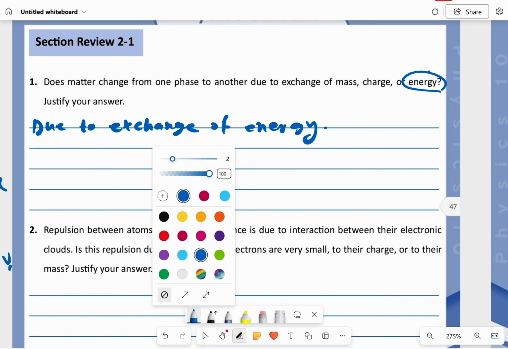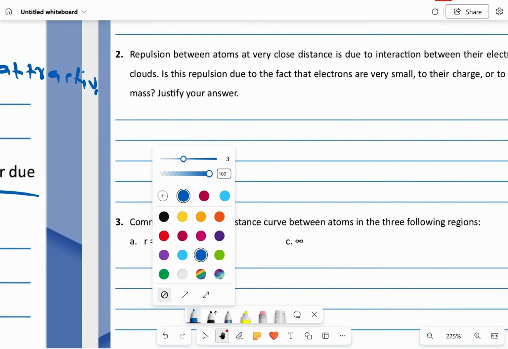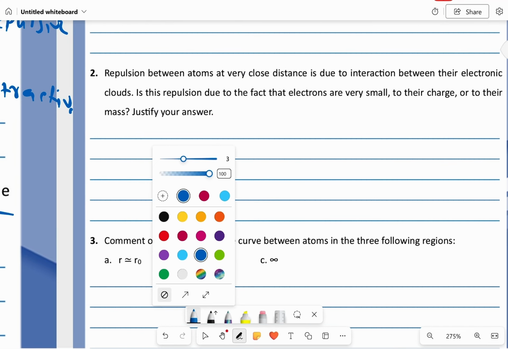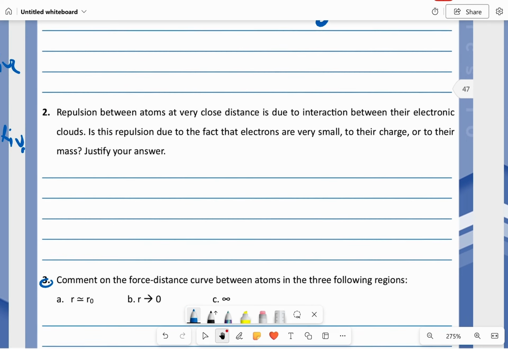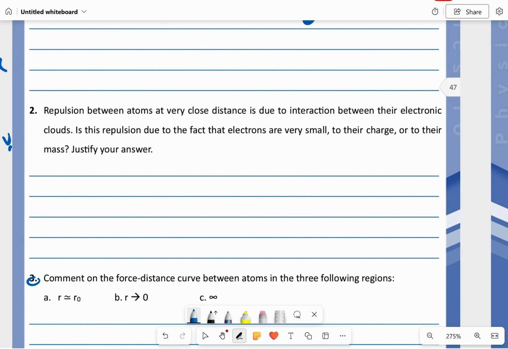Question 2. Repulsion between two atoms at very close distances is due to interaction between the electronic clouds. Is this repulsion due to the fact that electrons are small, or the charge, or the mass? The repulsion between two atoms, we studied this one, is due to the electronic charges, or the electronic clouds. So it is due to their charges.